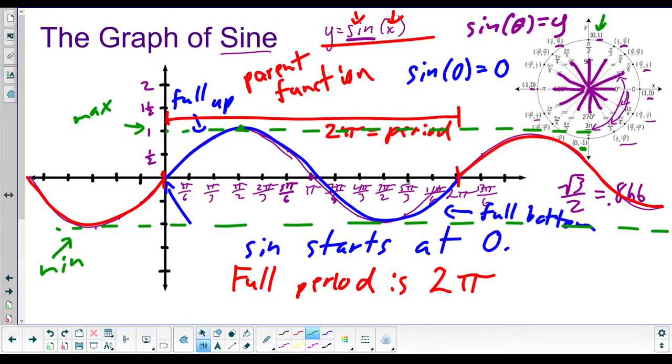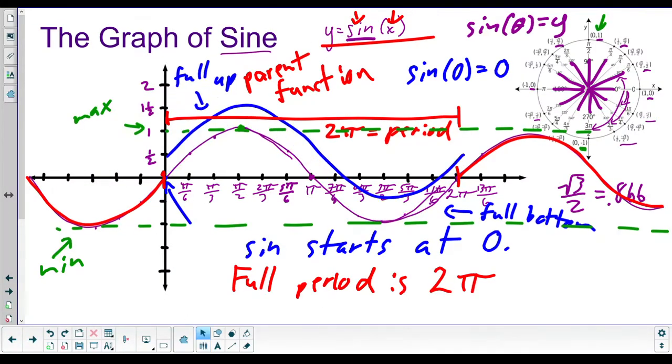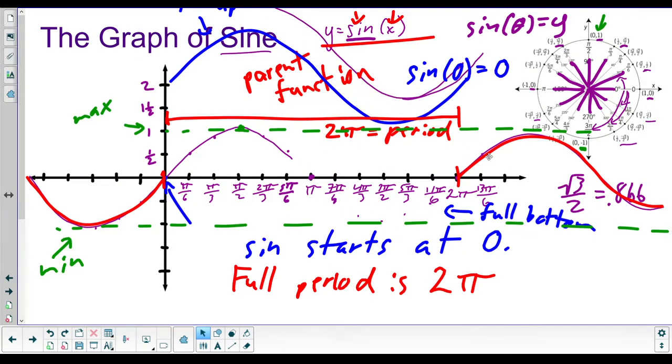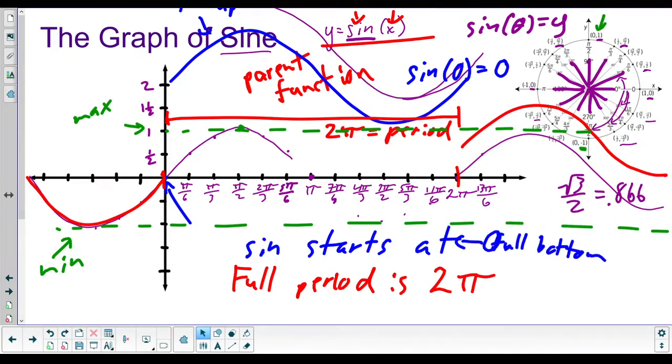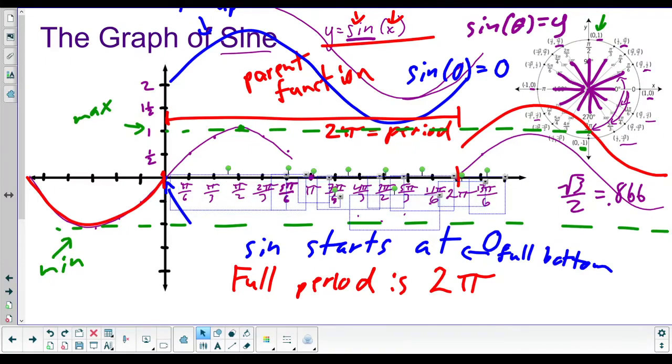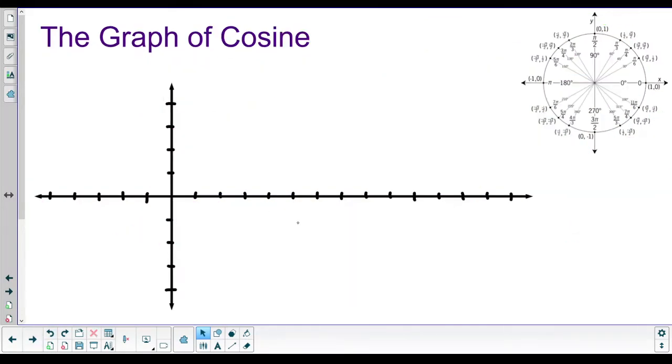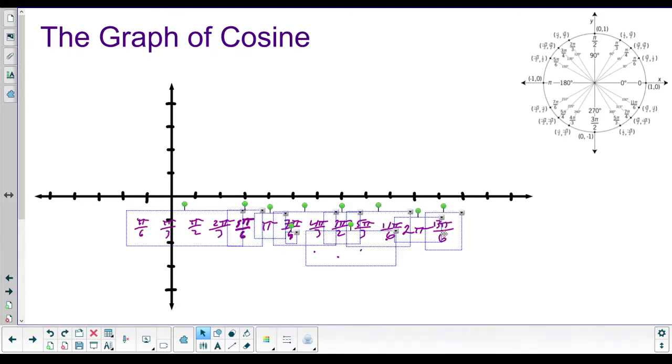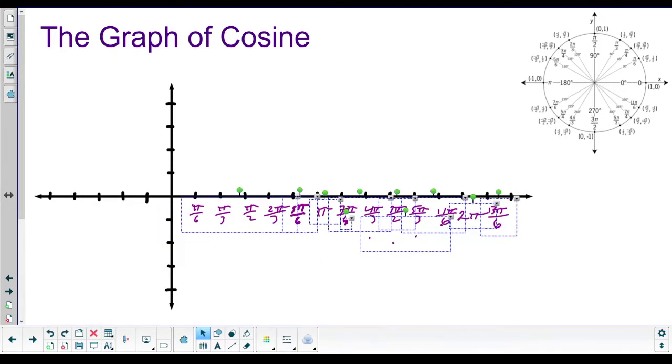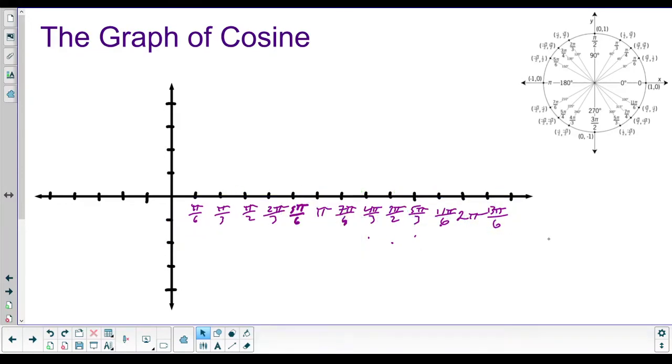Actually, let me see if I can do this in an intelligent way so you don't have to sit and watch me label stuff for an hour. Let's move some of this stuff out of the way. I'm going to see if I can just copy these. Ooh, you bet I can. Copy. Paste. There we go.